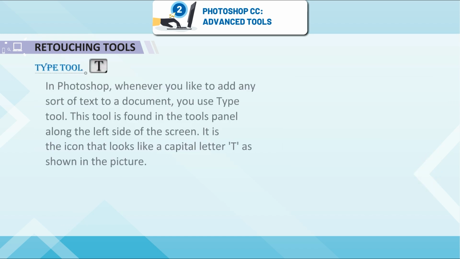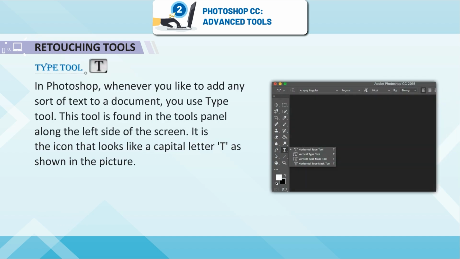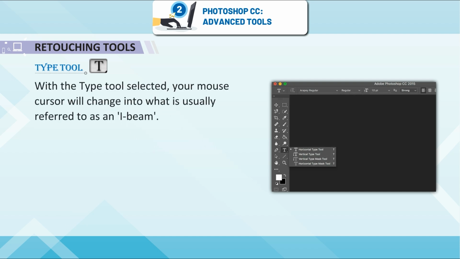Type tool. In Photoshop, whenever you like to add any sort of text to a document, you use the Type tool. This tool is found in the Tools panel along the left side of the screen. It is the icon that looks like a capital letter T as shown in the picture. With the Type tool selected, your mouse cursor will change into what is usually referred to as an I-beam.